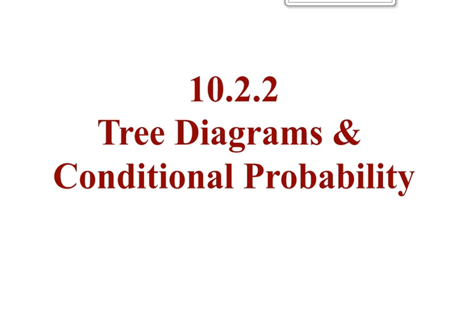All right, here we go. Section 10.2.2. We're talking about tree diagrams again, but now we're talking about tree diagrams and conditional probability. Okay? Yesterday's lesson, or actually 2 days ago, we talked about tree diagrams with independent events. Today, our events are going to be dependent, and that's sort of what makes them conditional probability.